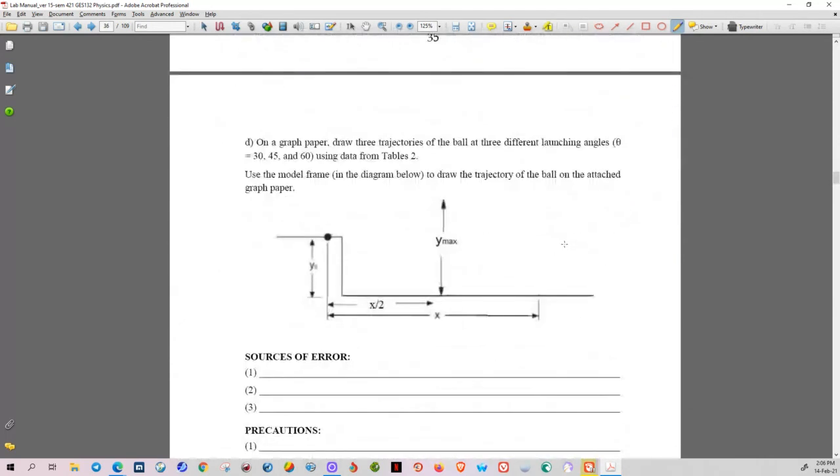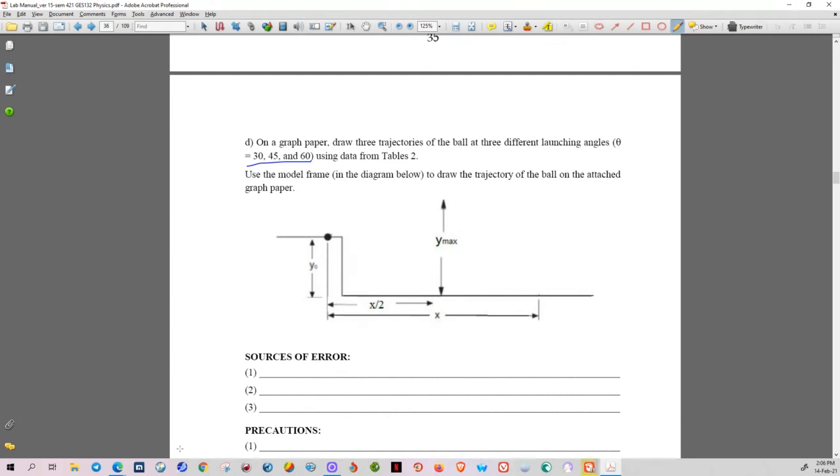Let's go down. What about the graph? You have to make a graph on paper, and you have to draw 3 trajectories: the angles 30, 45, and 60. Now, I can make it easy if you want, or we can make it hard. To make it hard, you have to graph by hand. I can show you a video clip which I made on how to graph it on paper. Or we can make it easy.